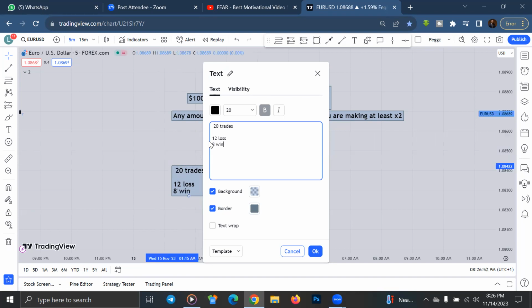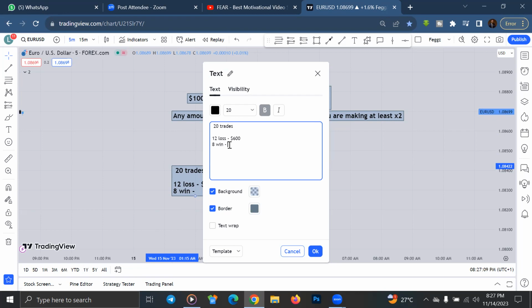So I lose 12 times, but I win 8 out of the 20. So let us do the calculation. 12 times 50, that's $600. Yes, I'm correct, $600.